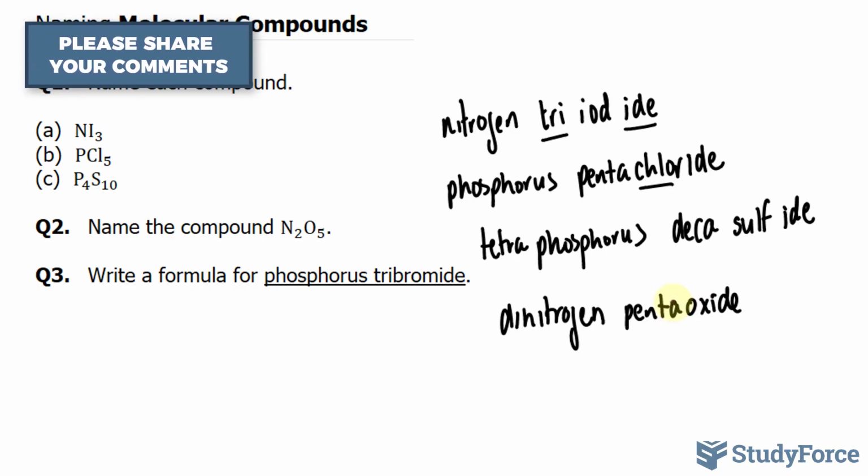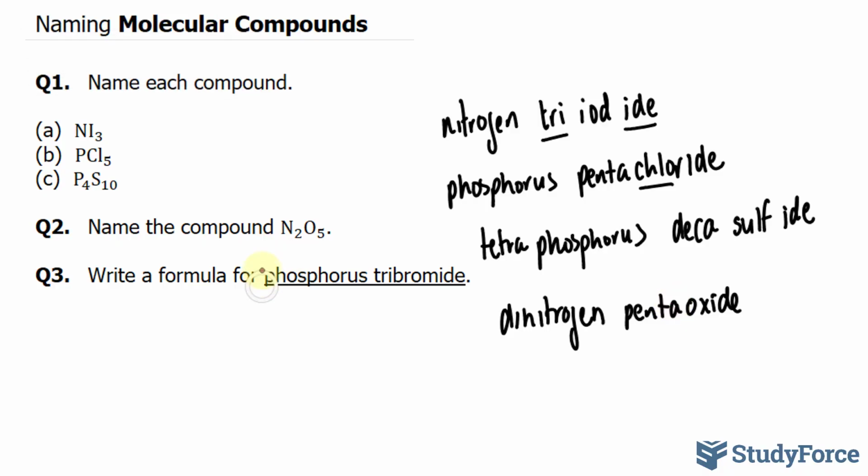Lastly, in question 3, they want us to write the formula for phosphorus tribromide. Since there is no prefix in front of phosphorus, we know that it's just a P. Bromide has the symbol Br, and tri represents 3 bromines for every phosphorus in this molecule. And there you have it. That is how to name molecular compounds.